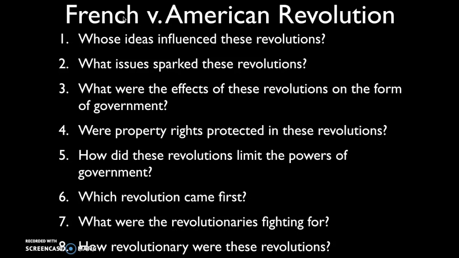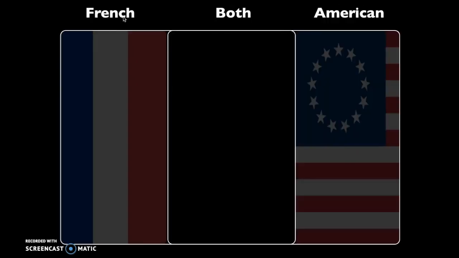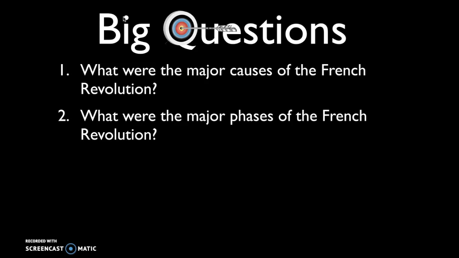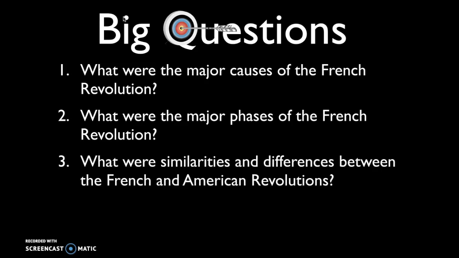And then 8, how revolutionary were these revolutions? Can you make a case that one revolution led to more significant change than the other? So after you've completed the Venn diagram, you should be able to answer that third big question. So again, what were the major causes of the French Revolution? And then what were the major phases of the French Revolution? And then what were similarities and differences between the French and American Revolution?